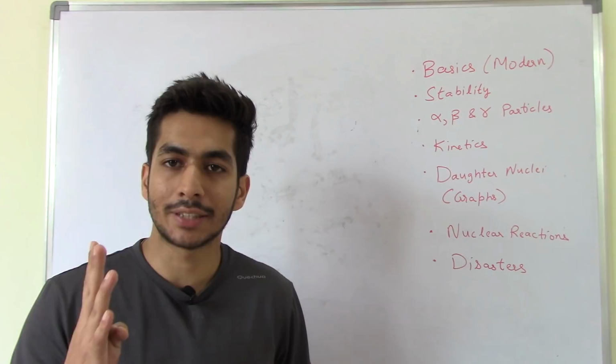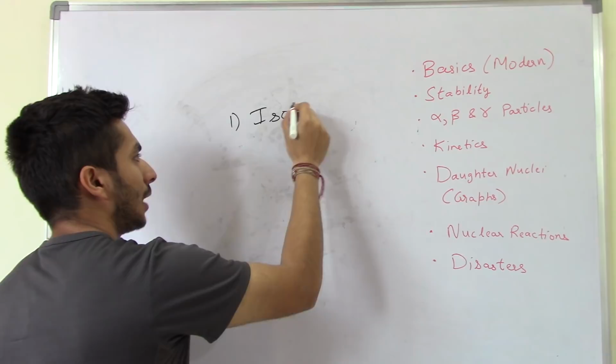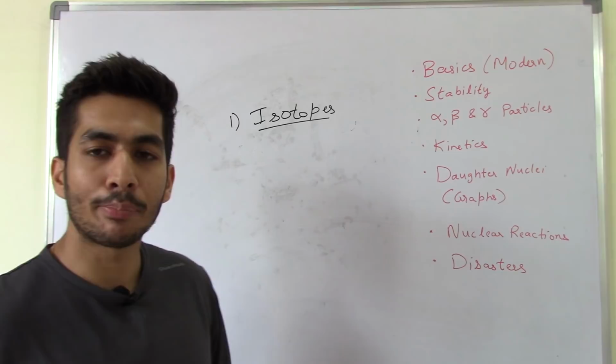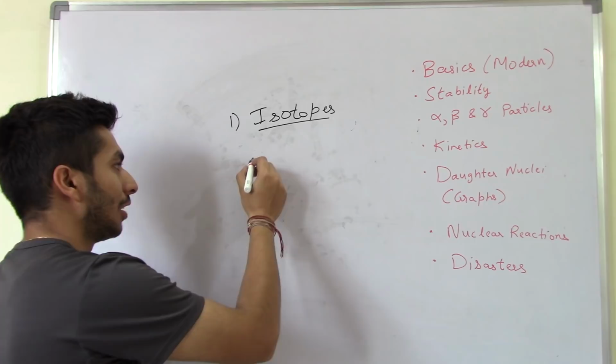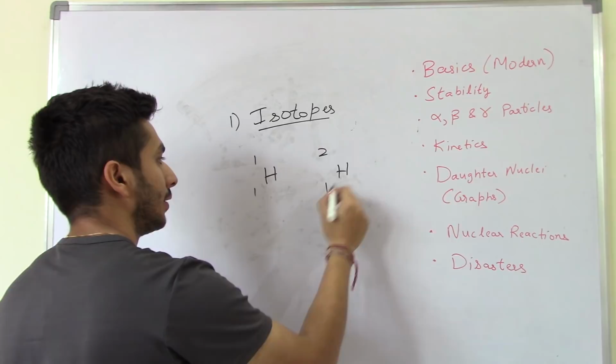First one is isotopes. This one is the most simple, and I'm quite sure most of you know, but still let me repeat it once again. Isotopes have the same proton number but different neutron number. So they have the same Z value but different N value. Example, if I take 1H1, 2H1 and 3H1, these three are isotopes.